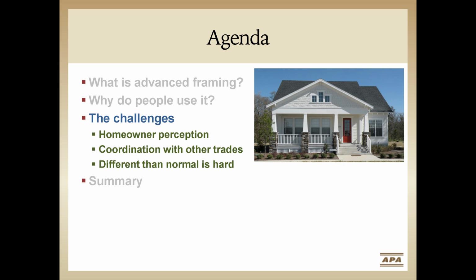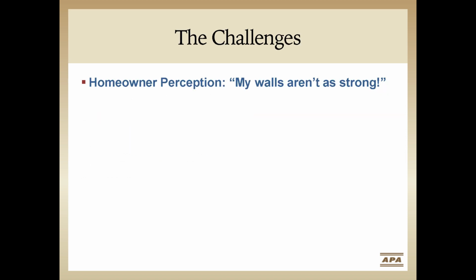Now that we know what's driving people to make the change, let's take a look at some of the challenges. One of the main challenges we hear from builders relates to learning how to sell advanced framing methods to homeowners. Homeowners are used to studs being spaced at 16 inches on center, and the transition to 24 inches makes some people feel that the walls are not as strong.